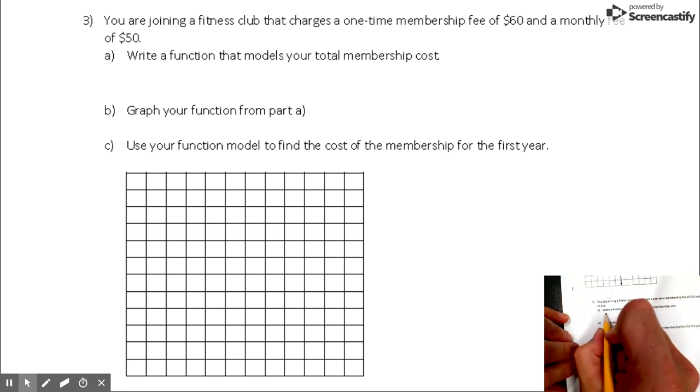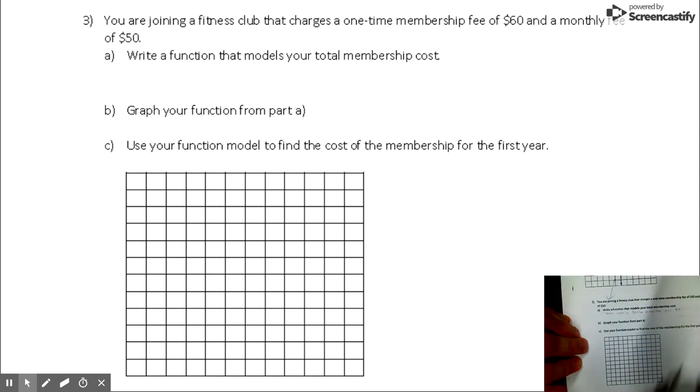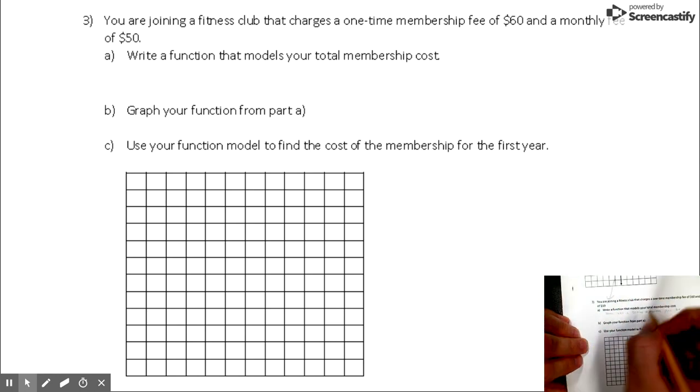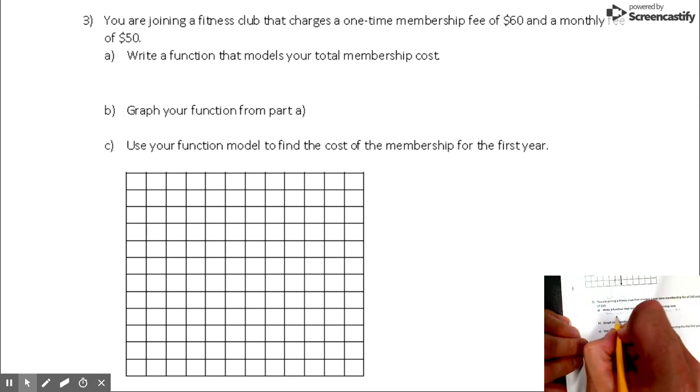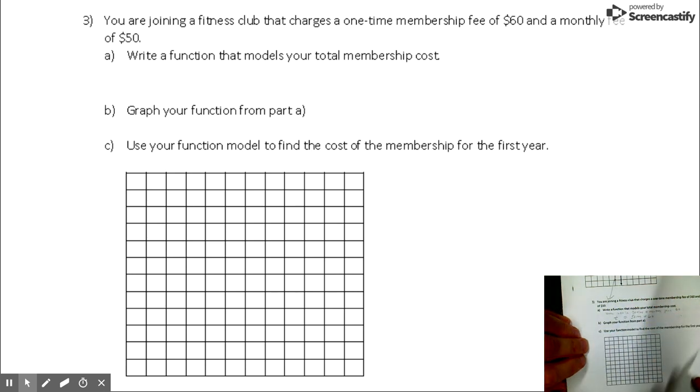So remember our verbal model. Total cost is $50 times number of months plus 60, which was our sign-up fee. So total cost, and we could let T stand for total cost, is where your equal sign goes. 50, our multiplier, number of months, we can use M, plus 60. So T equals 50M plus 60.